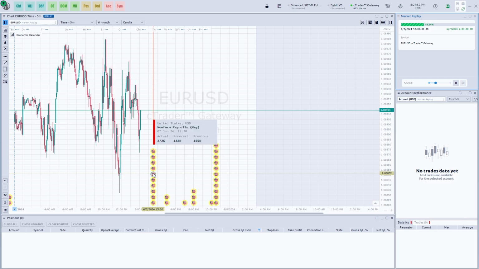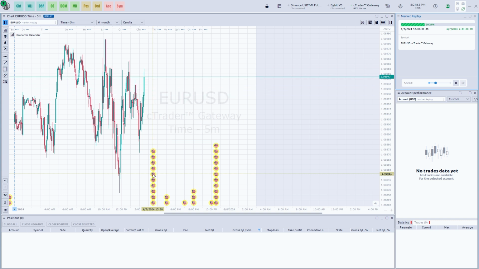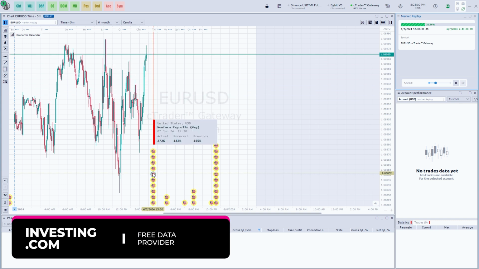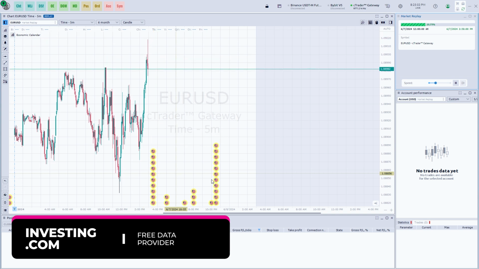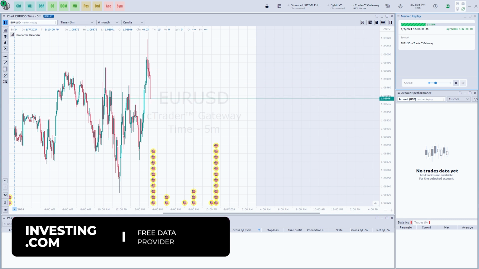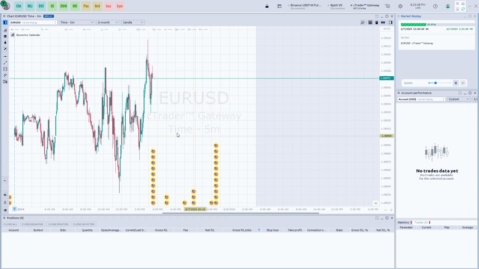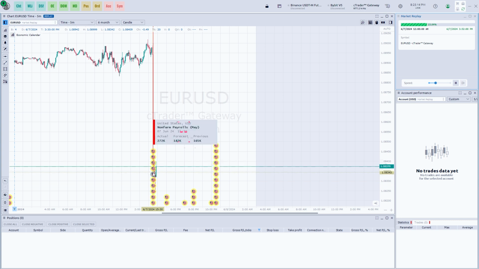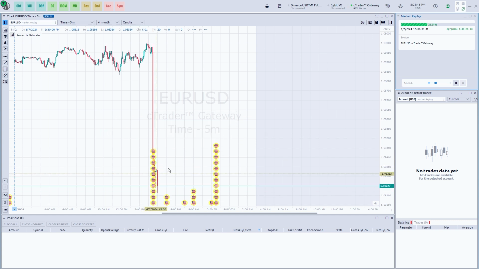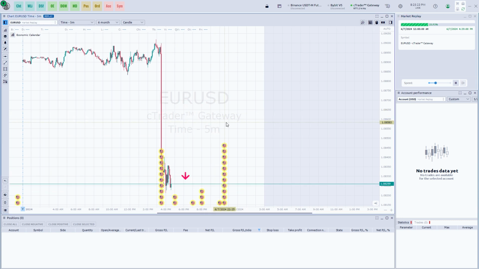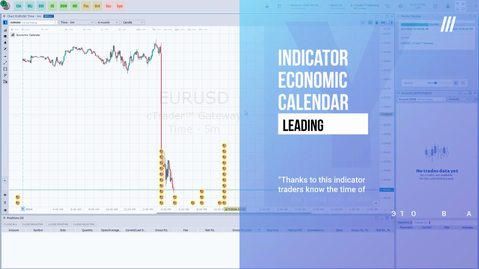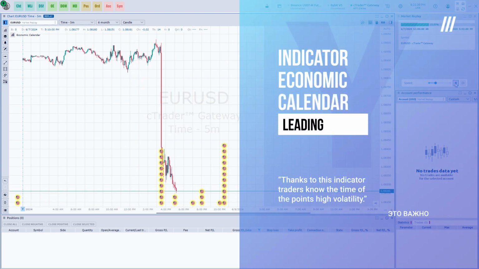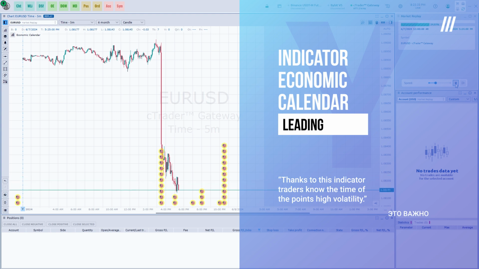The economic calendar indicator is a unique tool that displays economic events directly on your chart. It uses datafirminvesting.com, a free resource that provides information about economic events. This allows you to see events of high importance and their impact on the market. For example, the release of data on gross domestic product or the unemployment rate can cause significant fluctuations in the market. This information gives traders an advantage, allowing them to plan their actions in advance and adapt their trading strategy in accordance with upcoming events.